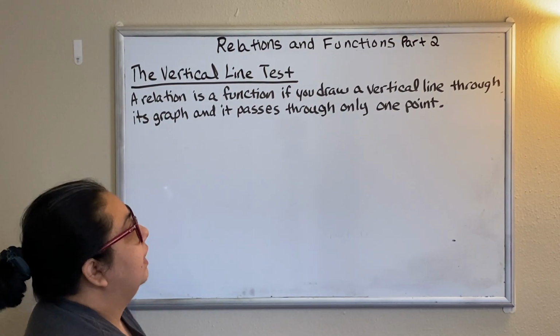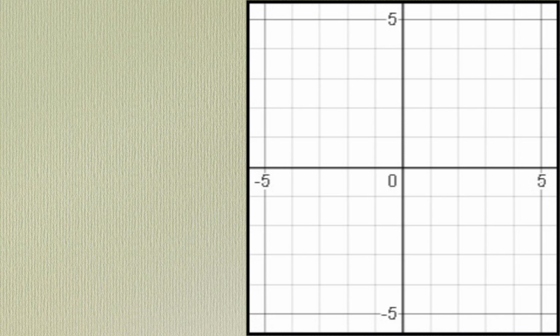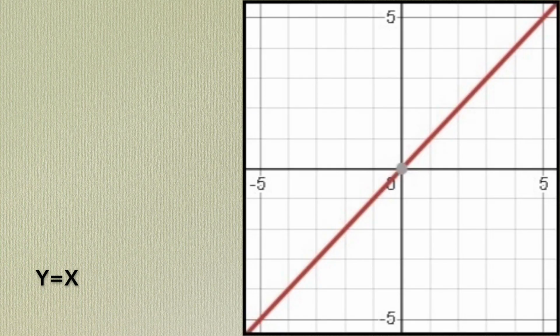So, let's take a look at graph number 1. Graph number 1 is the graph of y equals x, which is a relation. That means if I input a value, the output is the same value. So if I input 5, I output 5. And this is what the graph looks like.